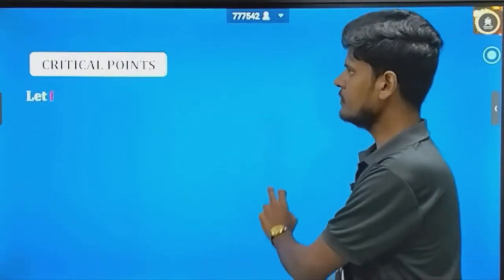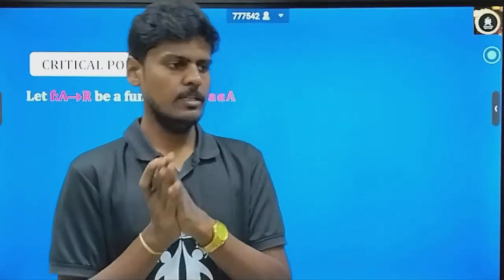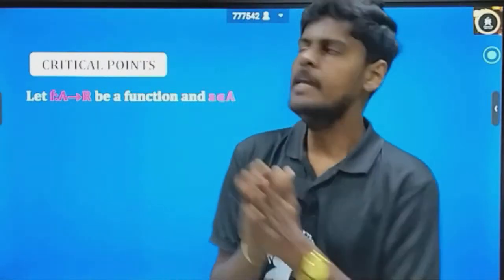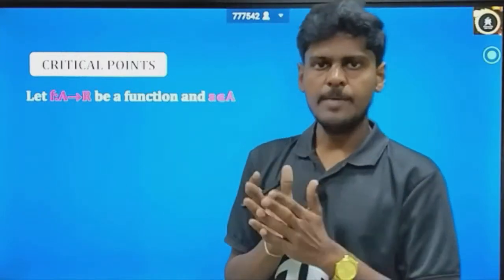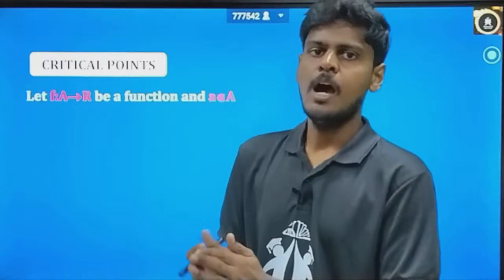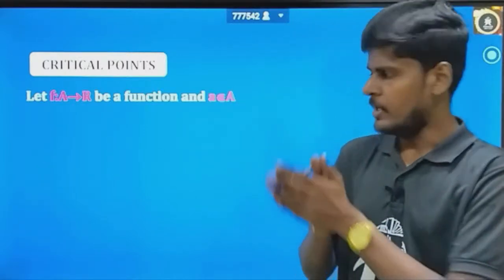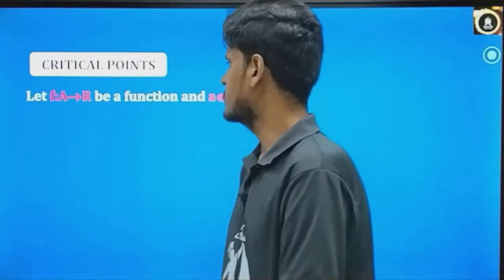Next, what is a critical point? Again, we have seen critical point and stationary point during theory in monotonicity. What is a critical point? A critical point is a point at which f dash of x equal to 0, or f dash of x does not exist.